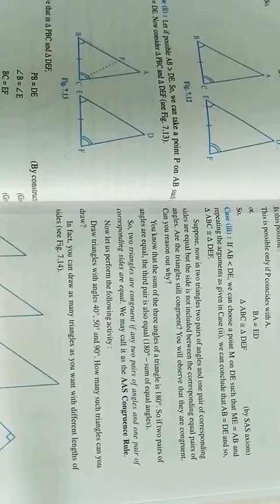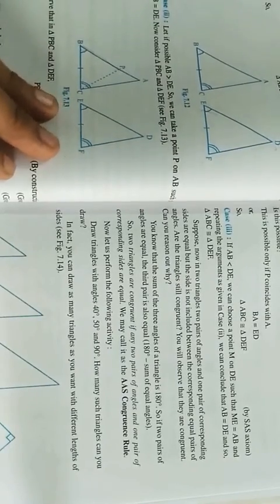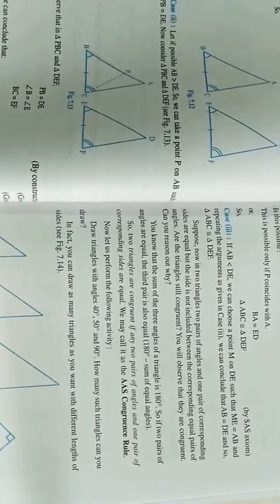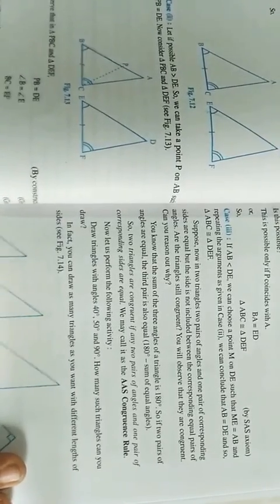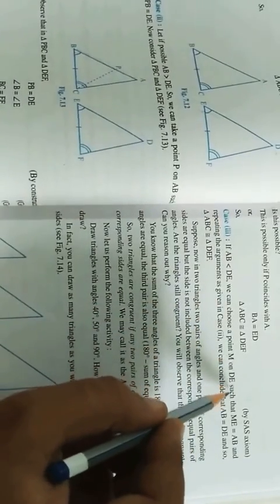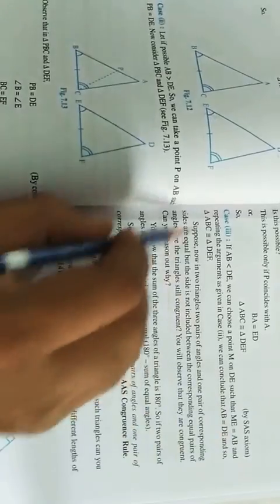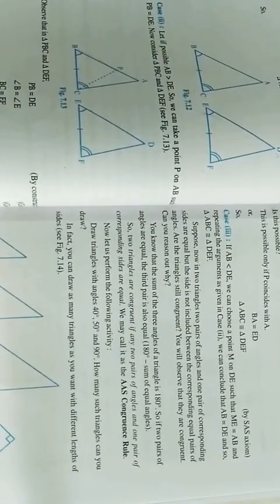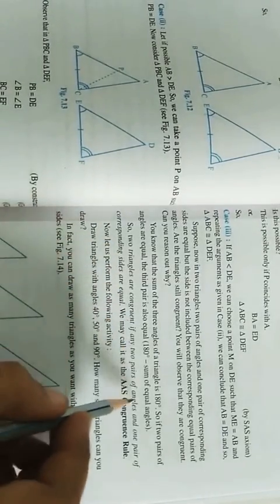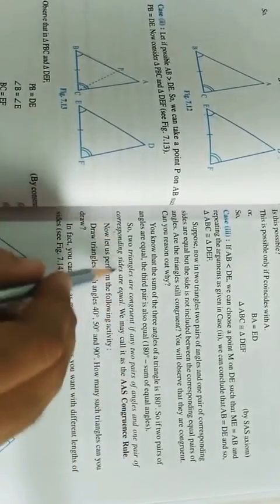Now case 3 is given. In this case 3 it is given that AB is less than DE. The whole proof is given here. So we can choose the point M on DE such that ME is equal to AB, repeating the argument given in case 2. In the conclusion it is given that two triangles are congruent if any two pairs of angles and one pair of corresponding sides are equal.